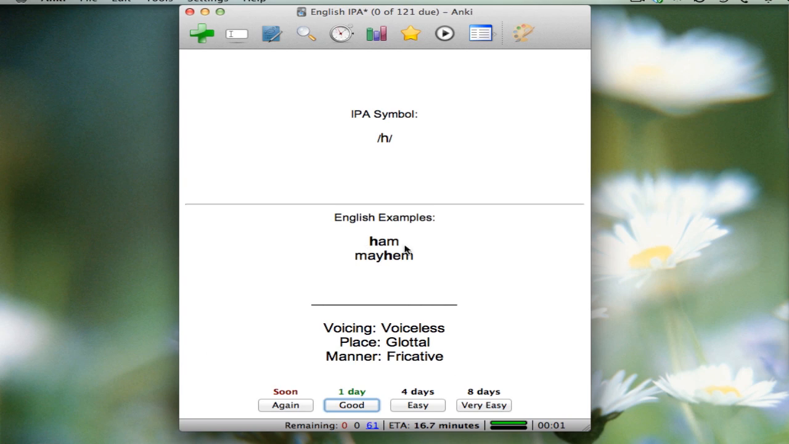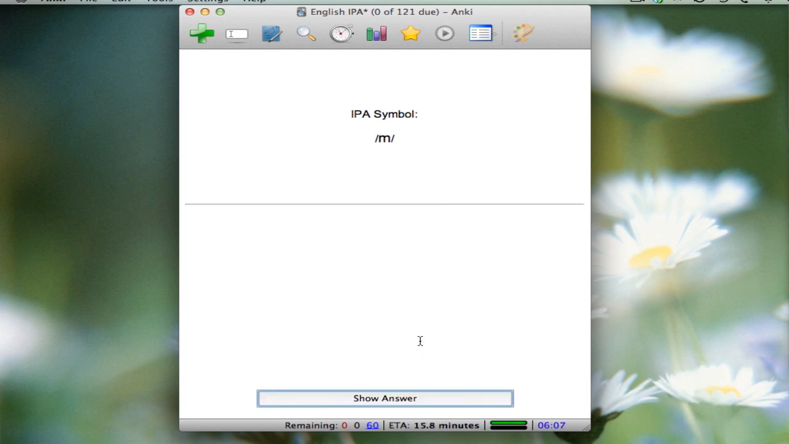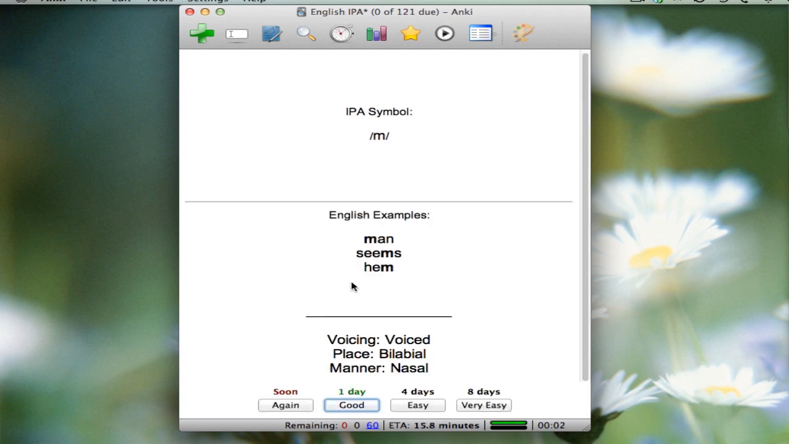H is always spelled with an H in English. There's never an H at the end, at least not that I know of. Pretty straightforward. These are our first nasal consonants. Again, beginning, middle, end. And same thing.